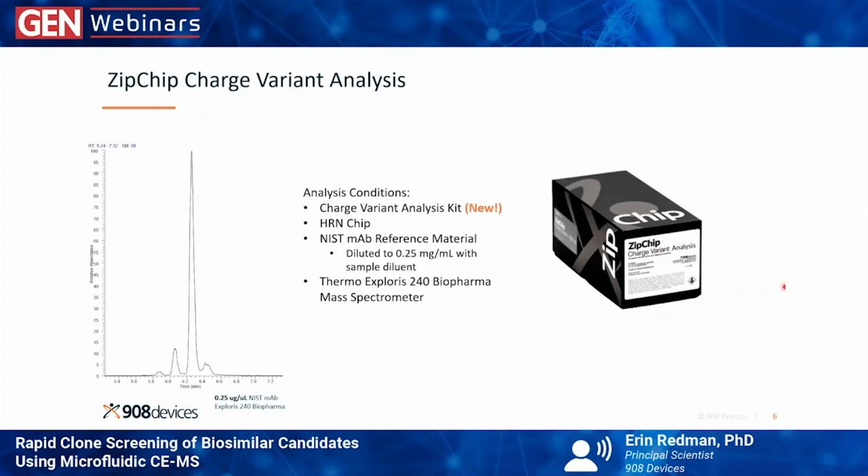With these analysis conditions, you can generate charge variant separations that are comparable to other techniques like isoelectric focusing or charge exchange chromatography. On the left here, we have a separation of the NIST-MAB reference material. And you can see the antibody is separated into two basic variants, the main variant and acidic variant.